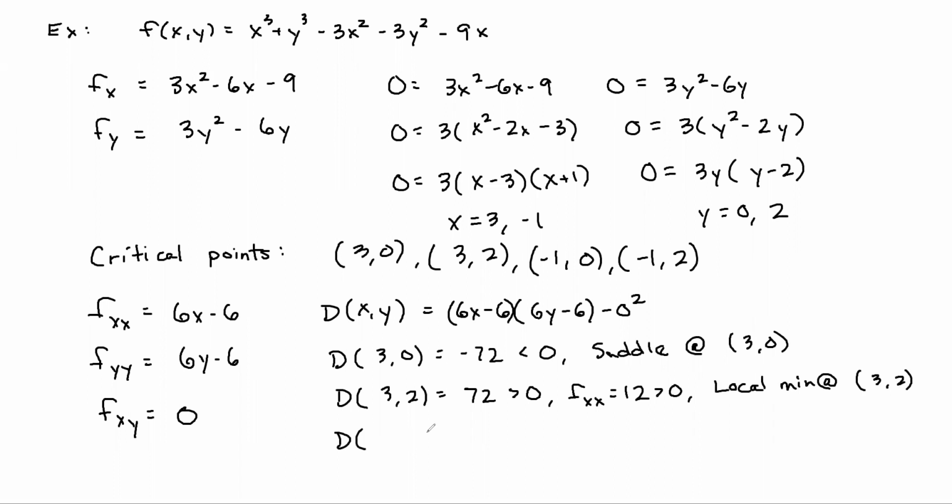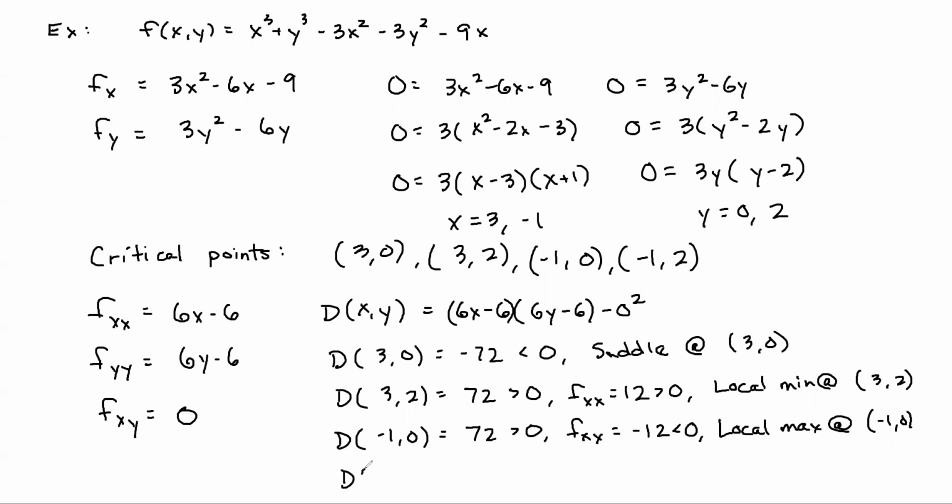And then D at (negative 1, 0). So if we plug in negative 1, right, we're going to have negative 12 and then negative 6. So we're going to get positive 72, which is greater than 0. Second partial with respect to x, what did we say it was? Negative 12, which is less than 0. So we get a local max at (negative 1, 0).